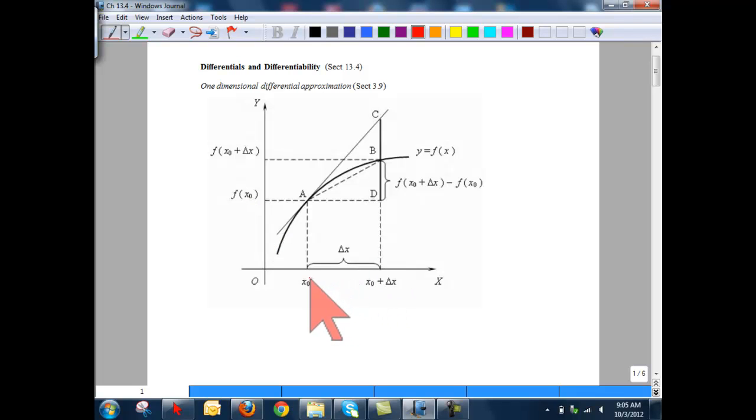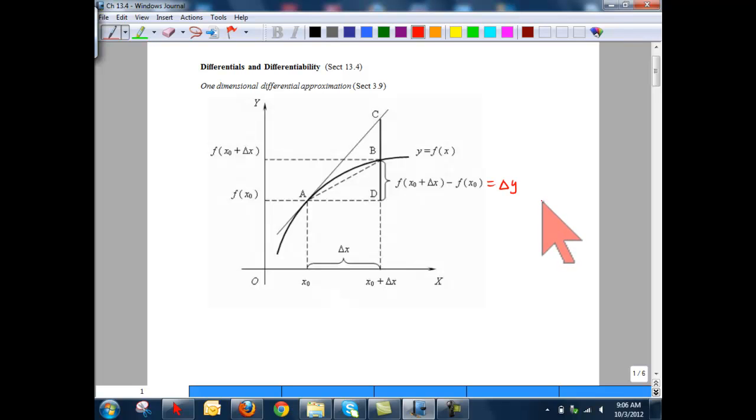Now, for whatever reason, we want to change the input by an amount delta x. And so if we change the input, of course we change the output. That's going to take us from point A to point B. And the difference between the outputs here is a quantity that we're going to call delta y. And we're interested in being able to easily compute delta y.